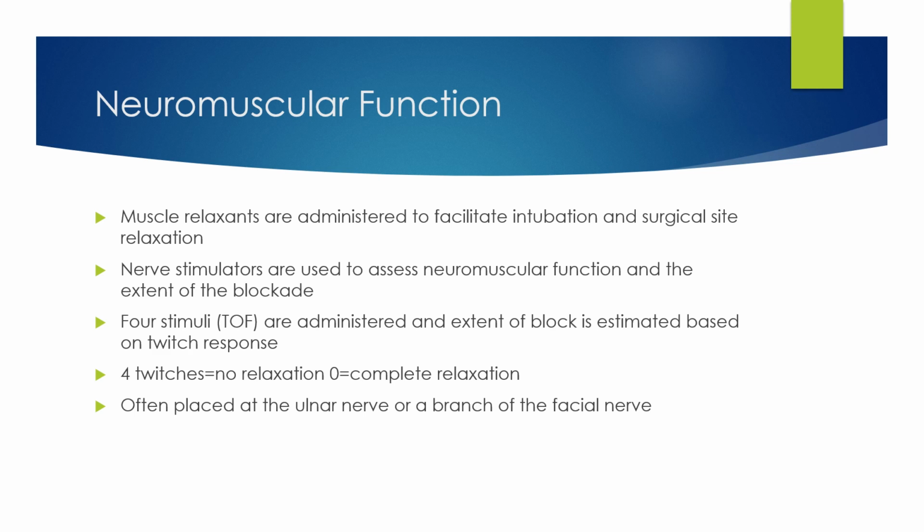We put them on either their face or at their hands, at the wrist, next to those nerves. And when you fire them, it makes your nerves twitch. 4 twitches would be 0 relaxation, and 0 twitches would be complete relaxation. So that is what they're looking for. It's usually placed at the ulnar nerve or a branch of the facial nerve. So you will see anesthesia use these a lot when we are at the end of the procedure and we're waking the patient up. They will use these to monitor where they're at in their anesthetic level.